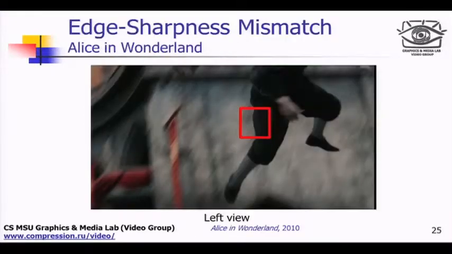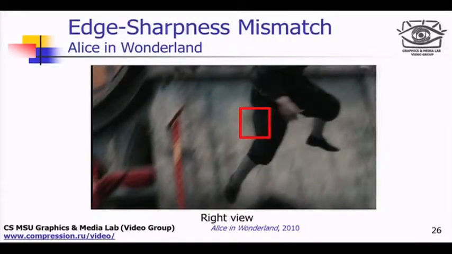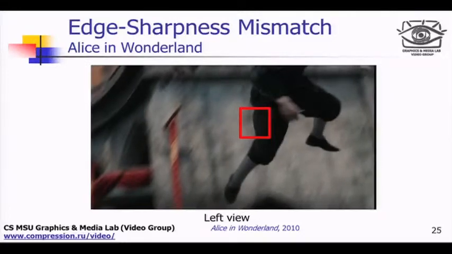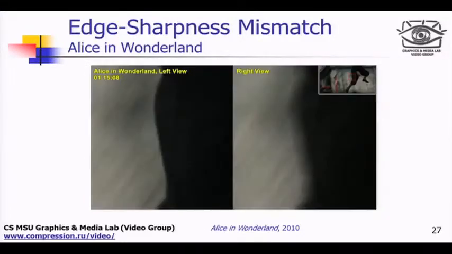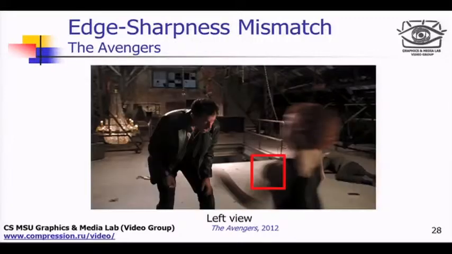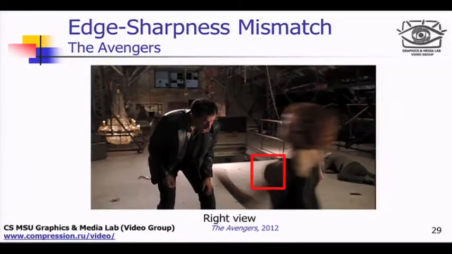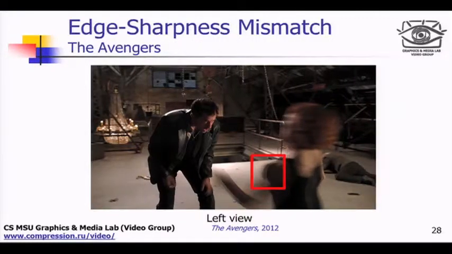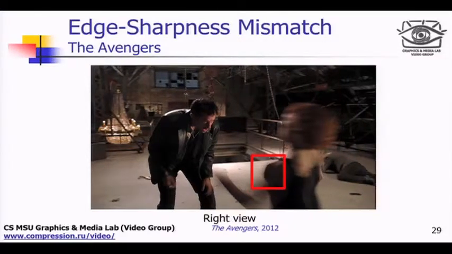Here is a sample from Alice in Wonderland. You see that there is a clearly visible difference in edge sharpness, very clearly. And here is a sample from Avengers. You see that even when you evaluate the full frame, the difference in edge sharpness is clearly visible.